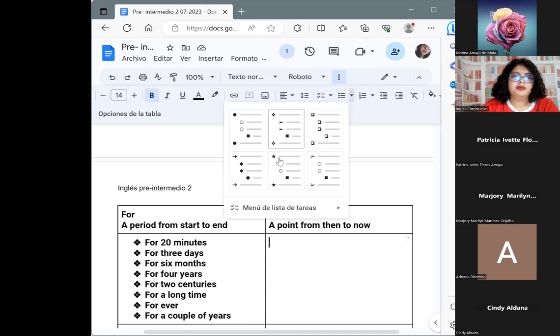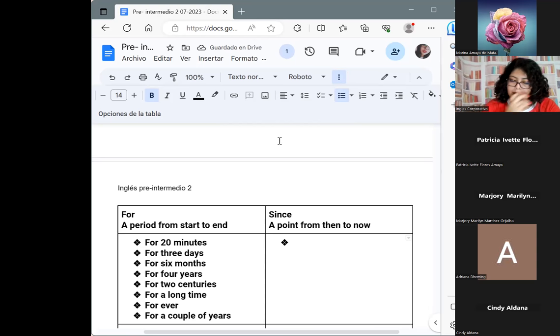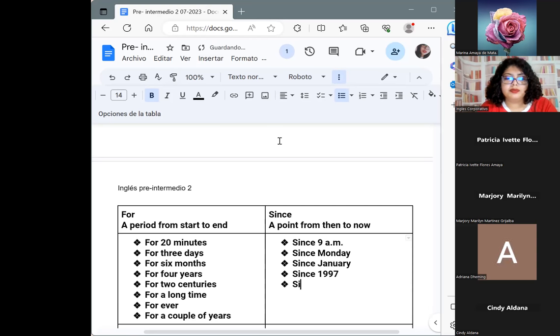And in since. We have here a specific point in the past to now in the present. We have since 9 a.m. Since Monday. Since January. Since 1997. Since 2000. Since I left school. Since the beginning of time.